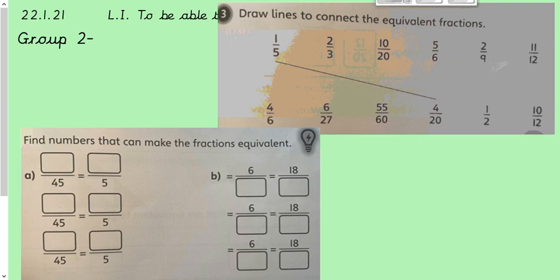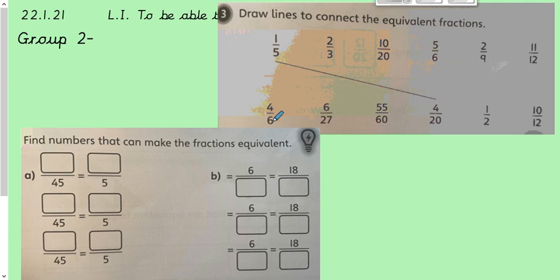Group 2 then. These are more challenging questions. You had to do more problem solving work for these ones. So I'll do the matching ones first. Draw lines to connect the equivalent fractions. I'm going to start nice and easy. I'm going to start on 10/20ths.